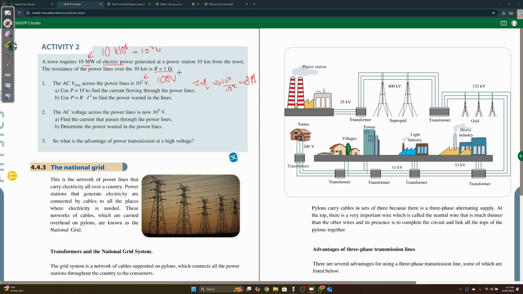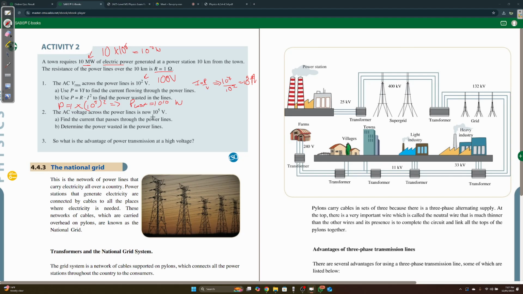Now they said, you have the current, use P equals R I squared to find the power wasted. R is equal to 1. P is the power loss. So P is equal to R, 1, times 10 to the power of 5 squared, because it's R I squared. So the power loss is 10 to the power of 10 watts.